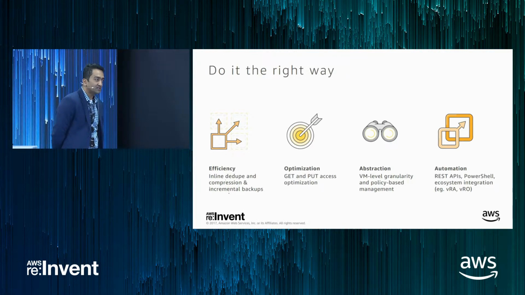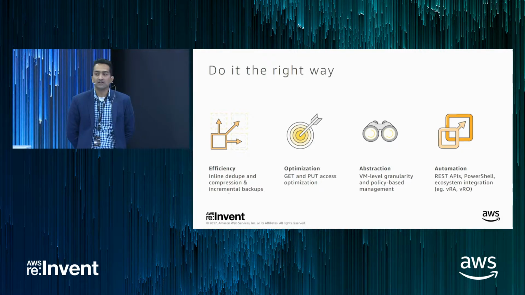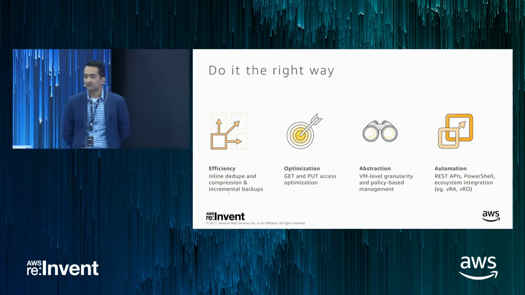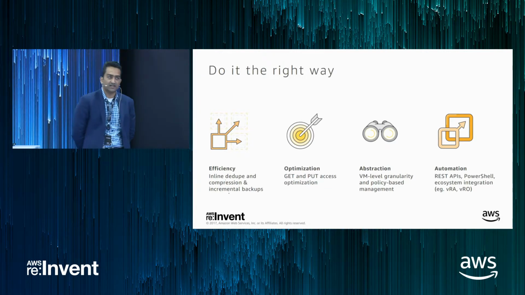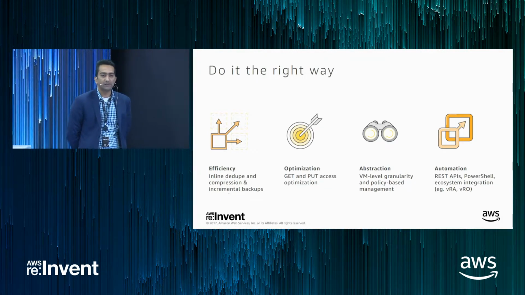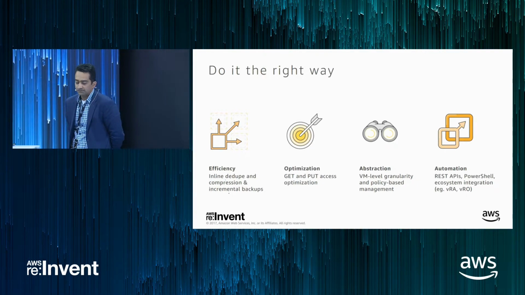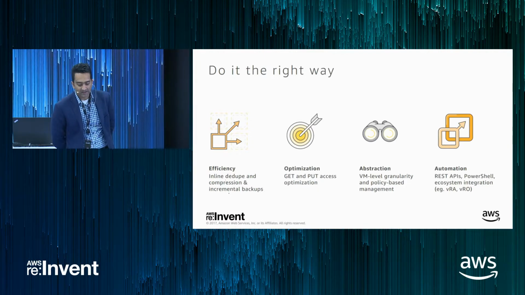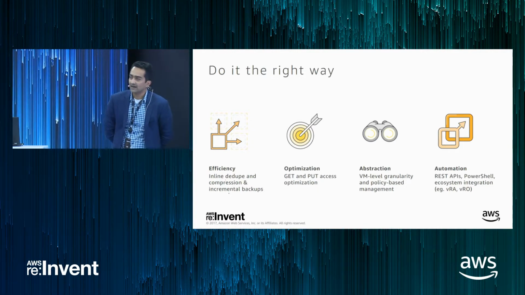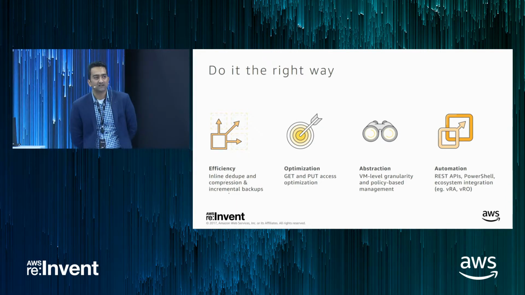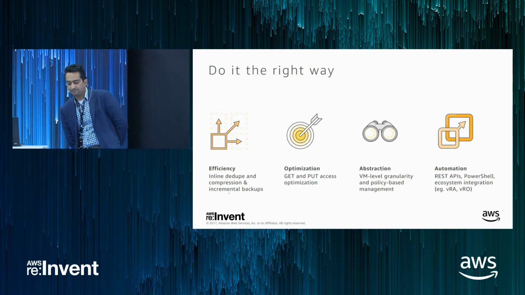And then abstraction is the VM level granularity and policy-based management, which basically helps you not to take the data for different VMs which you don't want to back up or you think is a waste of time. You can literally go with the VM level granularity. And the last one is that with our REST APIs and PowerShell ecosystem integration, you can entirely orchestrate and automate this process, and then make it totally hands-free for yourself.